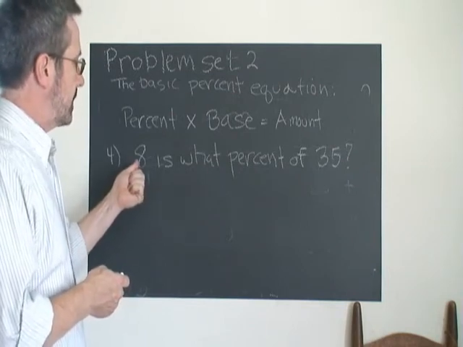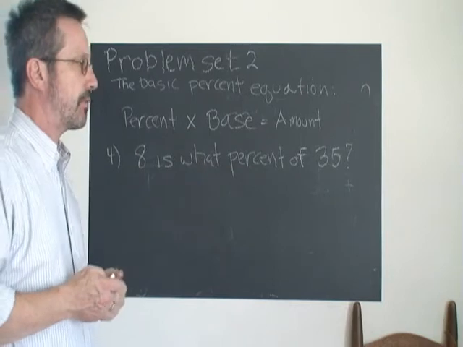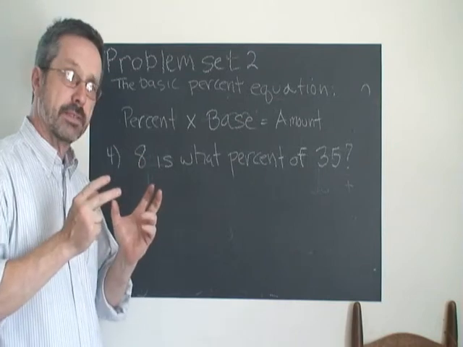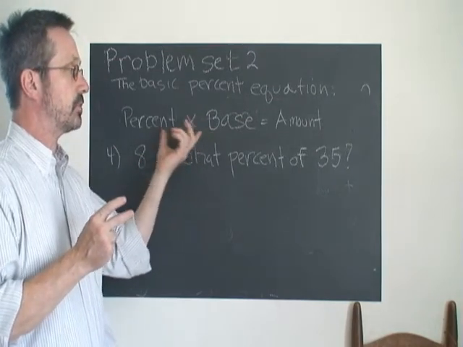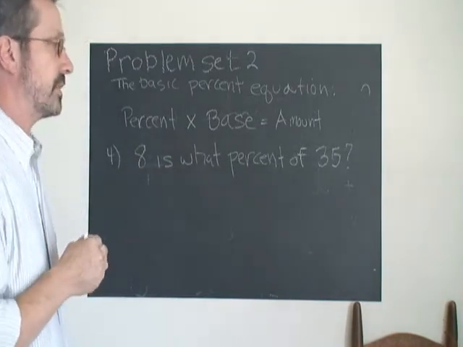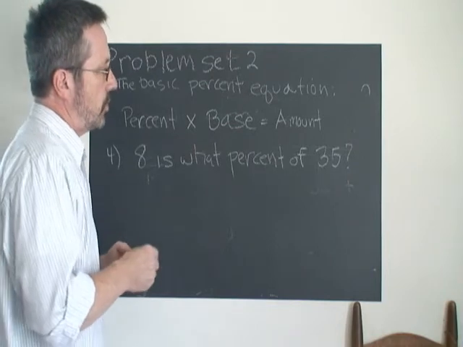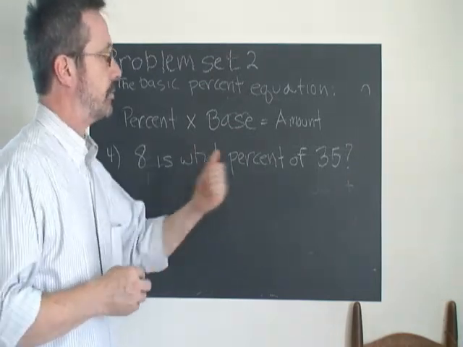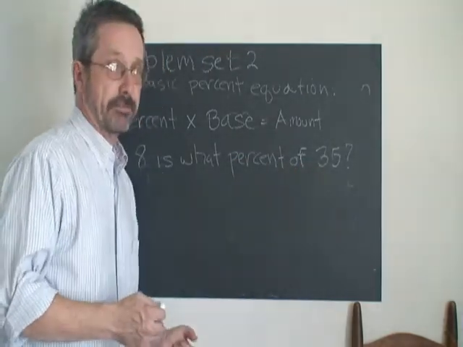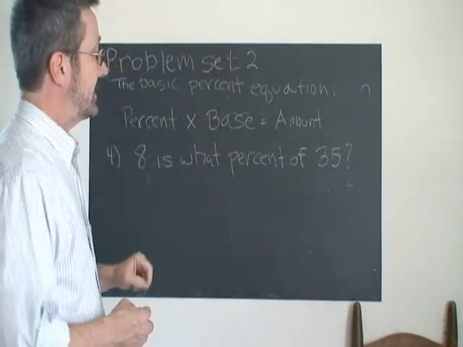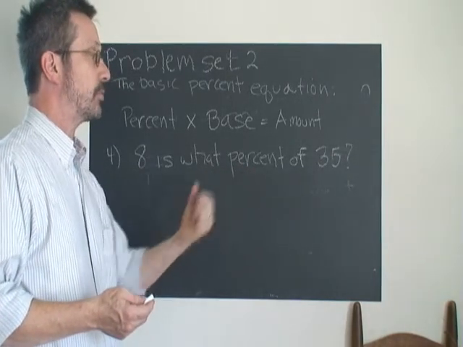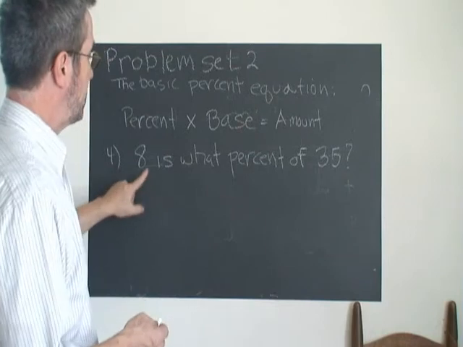Alright, so this problem asks us, 8 is what percent of 35? Now remember I said that the base in the basic percent equation, which we see above here, is often signaled by the word "of." It's almost always signaled by the word "of," in fact. So in this phrase, 8 is what percent of 35, the base is 35, and 8 is the amount. The unknown in this problem is the percent.